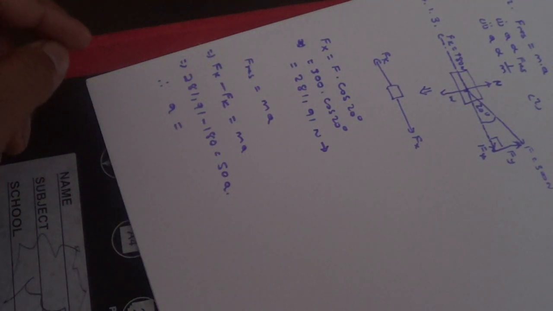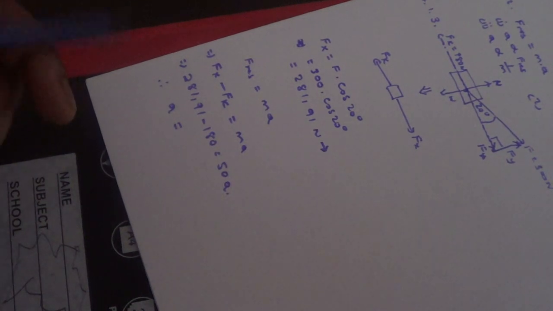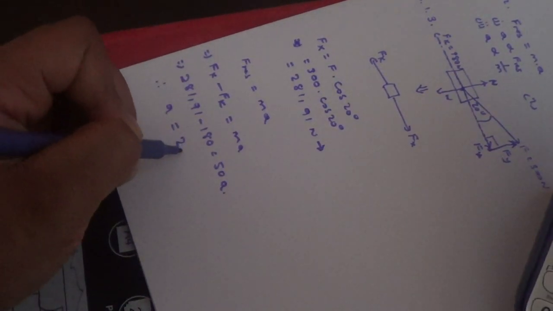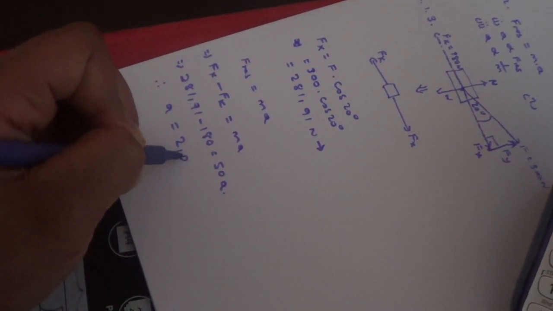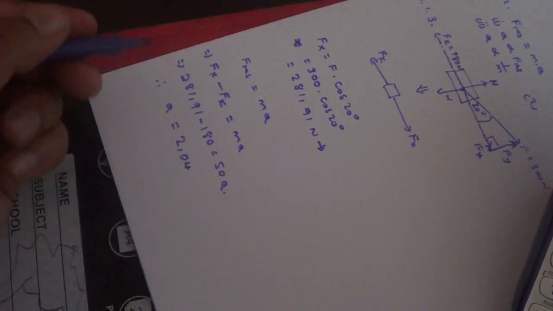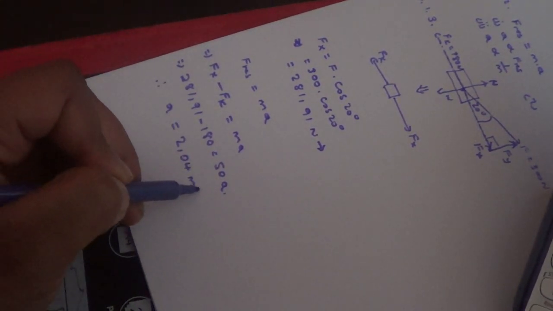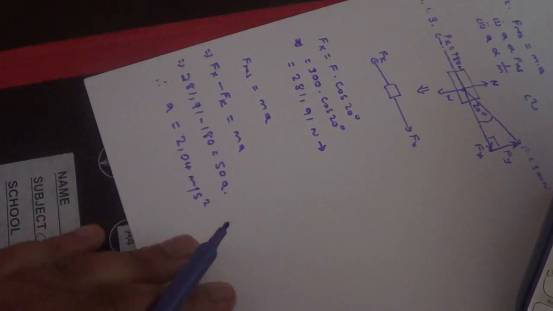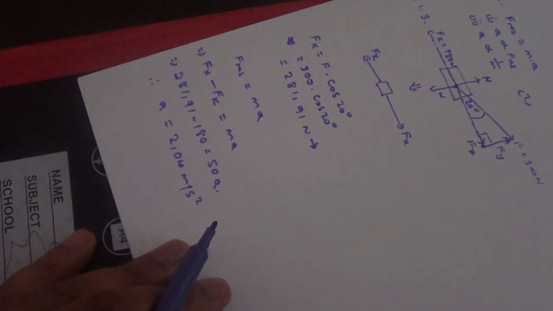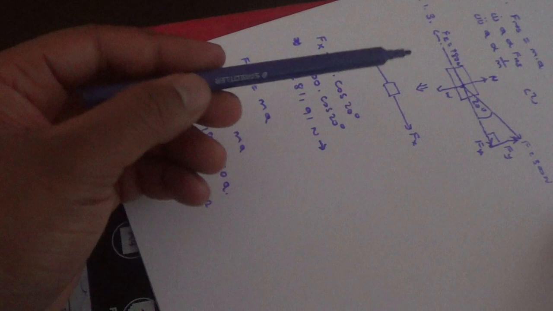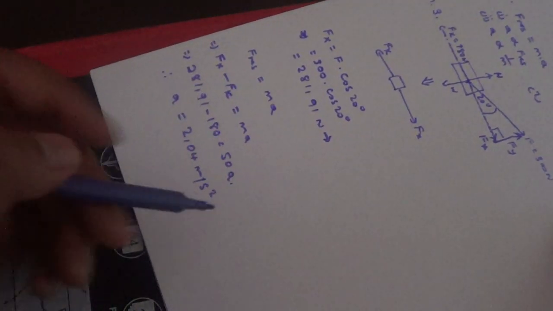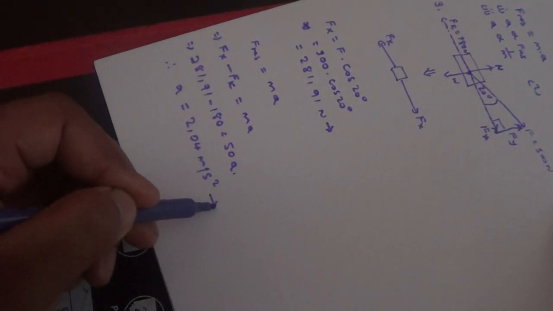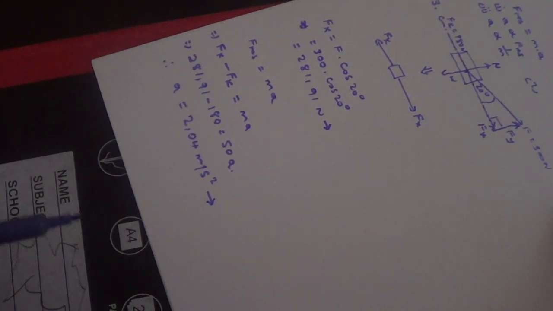281.91 minus 180, divided by 50. So what I get is 2.04 to two decimal places, meters per second squared. Okay. Then of course the object was moving in which direction? In that direction. So it will follow the resultant force. So you can write due east, you can put an arrow.